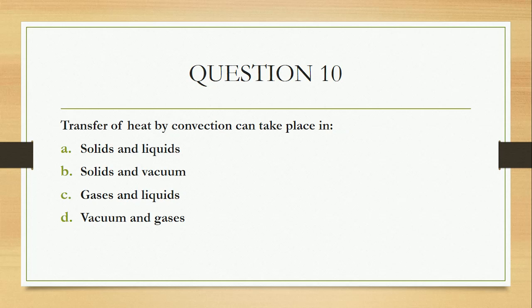Our next question is, transfer of heat by convection can take place in option A solids and liquids, option B solids and vacuum, option C gases and liquids, या फिर option D vacuum and gases. And our correct option is option C, that is gases and liquids.